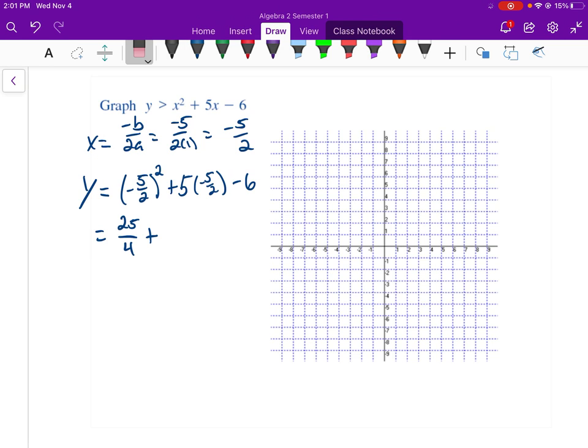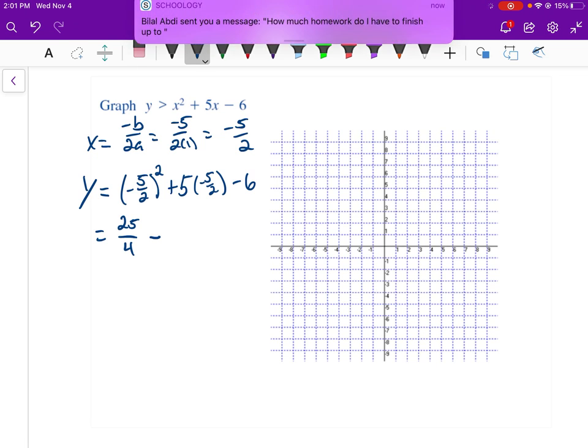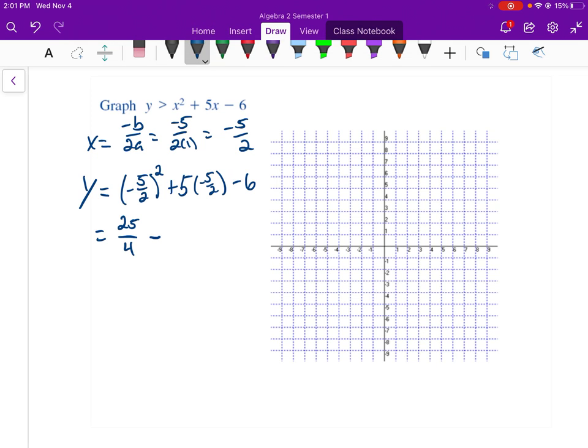Okay, and then on the next one, plus 5 times negative 5 halves. So we're multiplying by a negative, so minus 25 halves. So 5 over 1, multiply fractions, you just go straight across. Then finally minus 6. So in this case, we have to get common denominators. Our common denominator in this case is going to be that 4.